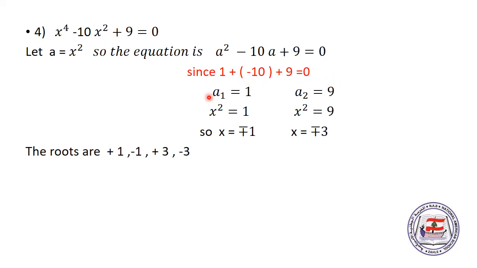Solving for x, it's x squared equal to 1 and x squared equal to 9. So x equal plus or minus 1 and x equal plus or minus 3. So this fourth degree polynomial admits 4 real roots: plus or minus 1, plus or minus 3.